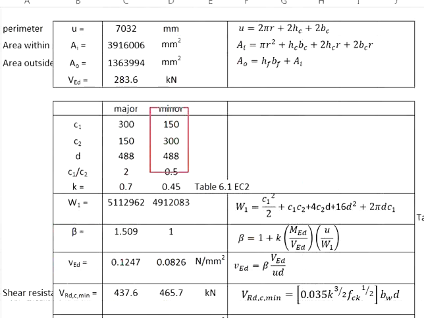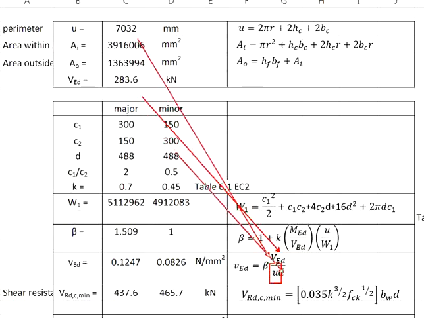You don't have to go through this process to conclude the beta equals to 1.0, knowing the moment in the minor axis equals to 0. Then you use the VED divided by the U and also the d, 488. You get another shear stress.